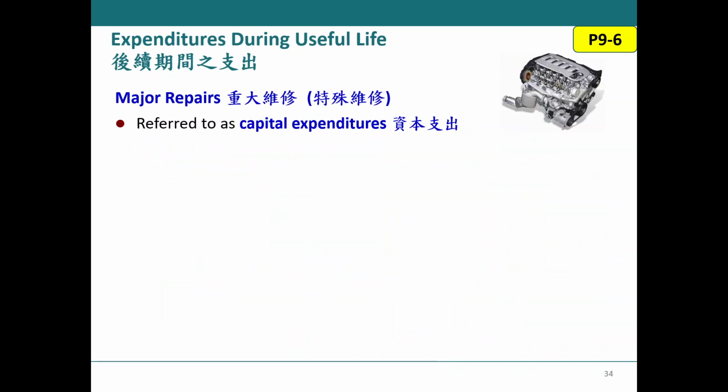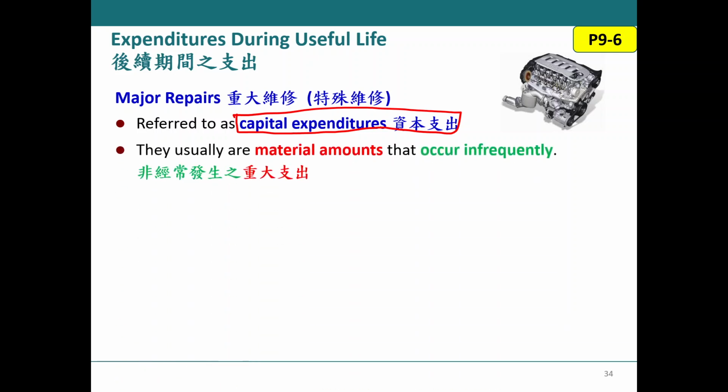The other one, we call it major repairs, 重大维修. Also, it's quite often when you find out in finance is capital expenditures, 资本支出. So when we talk about capital expenditures, means what? We spend big money on this. Okay? So it's a material amount, big money. So materials, big amount.